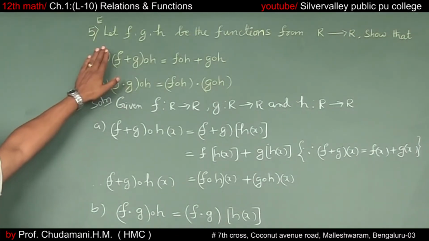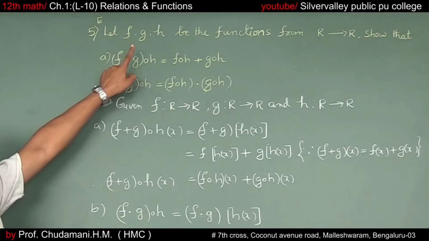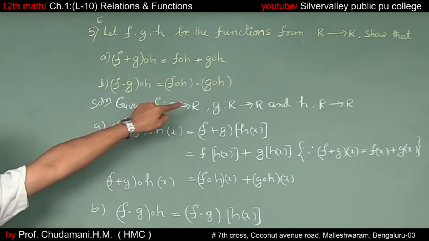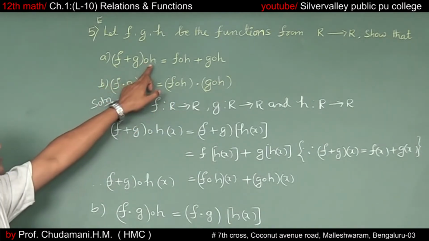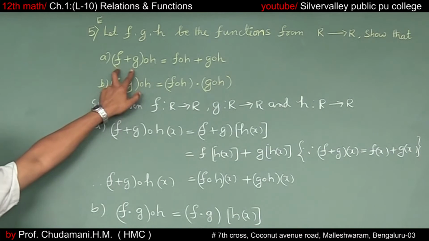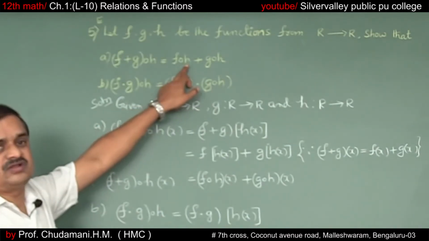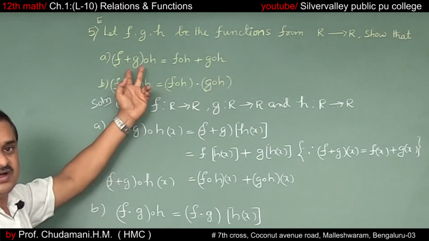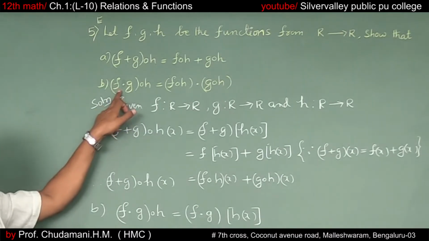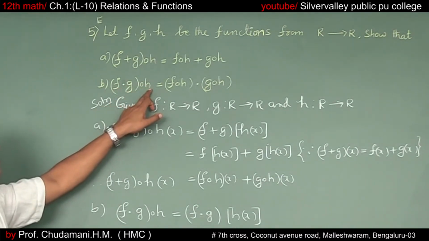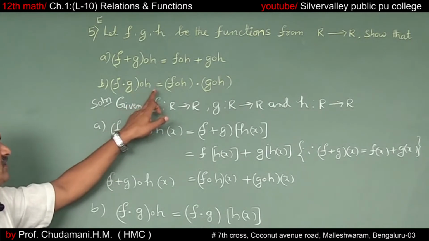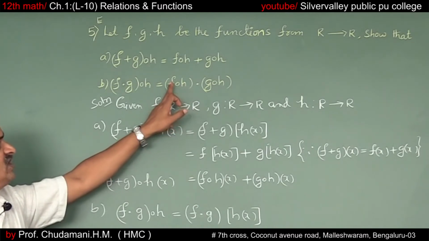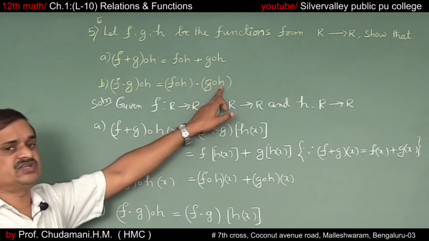Fifth one, an exercise problem again. Let f, g and h be three functions from real numbers to real numbers. Show that the composition of h and (f plus g) is equal to the composition of h and f plus the composition of h and g, that is, it is distributive. Here, the composition of h and (f into g) is equal to the composition of h and f into the composition of h and g.